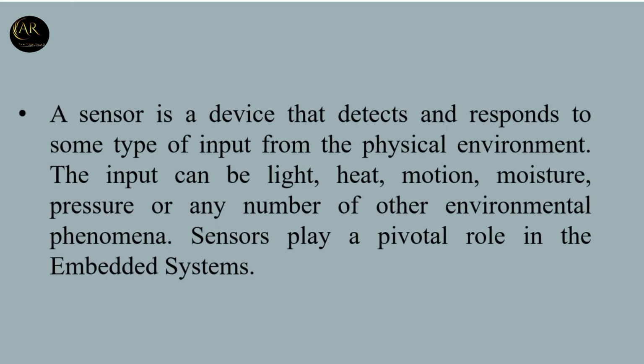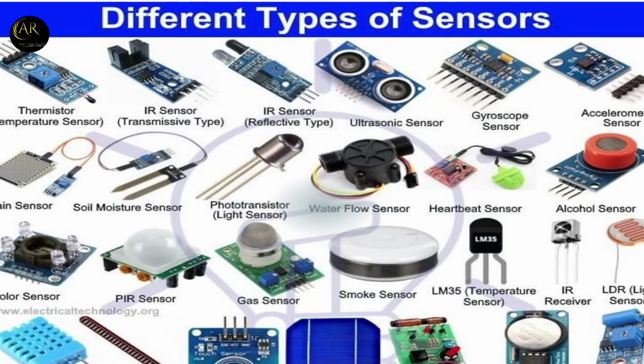A sensor is a device that detects and responds to input from the physical environment. That means sensors can be used to detect changes in the physical environment. The change may be heat, light, motion, moisture, pressure, anything related to an environmental change. These sensors play a vital role. Here we see that the central processing of an embedded system is the microcontroller. Next, sensors play a vital role. These are different types of sensors like thermistor, IR, water flow, heartbeat, alcohol, LDR, LM35, smoke, gas, PIR.